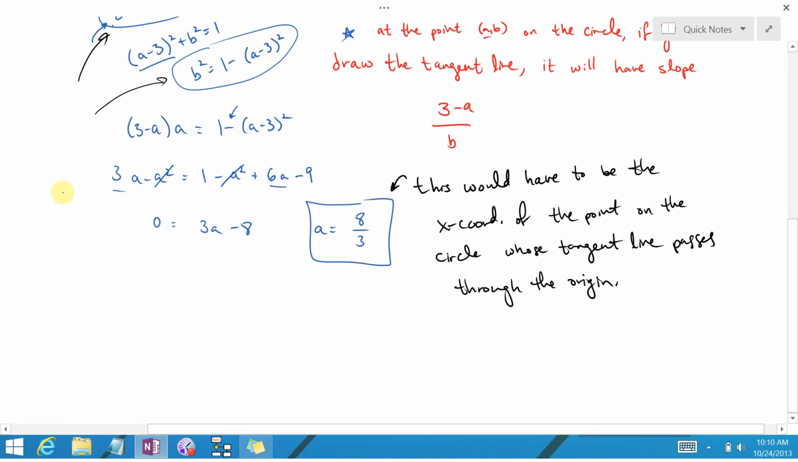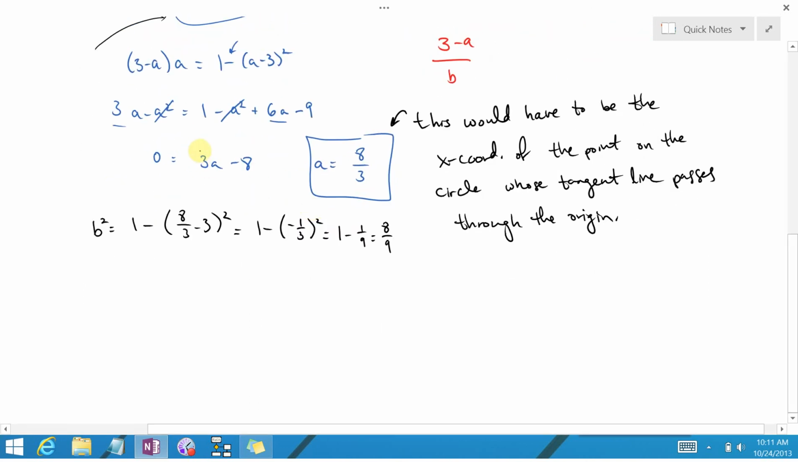So for example, the second equation, b squared would have to equal 1 minus 8/3 minus 3 squared. Well, that's negative 1/3 squared, right? So 1 minus negative 1/3 squared, which is equal to 1 minus 1/9, which is, I believe, 8/9. Does that check out? Yeah, 1/3 squared, the minus signs cancel, that's 1/9. So I think that checks out. Alright, so b squared would have to equal 8/9.